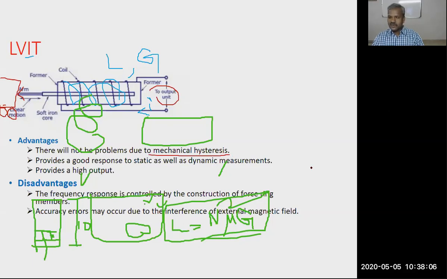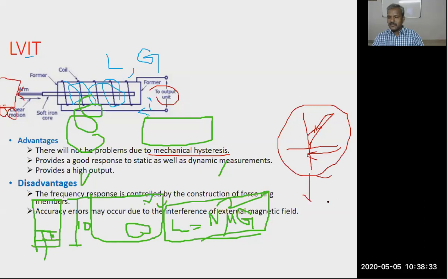Hysteresis is, when we increase the input to maximum, it follows one path. When we decrease from maximum to minimum, it should follow the same path, but in magnetic material it is not happening. The following path is this one, the returning path is this one. This characteristic is called hysteresis. This happens mostly in magnetic material.